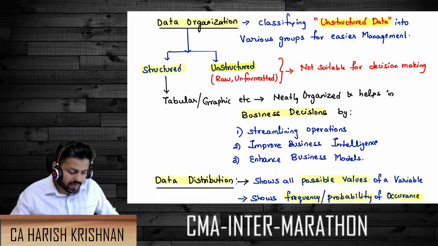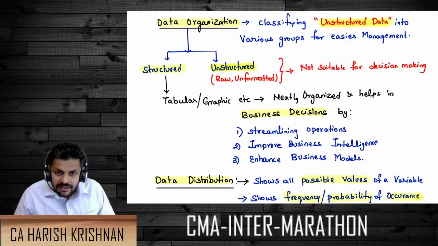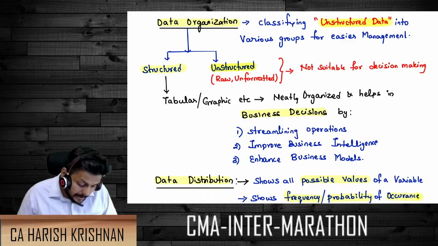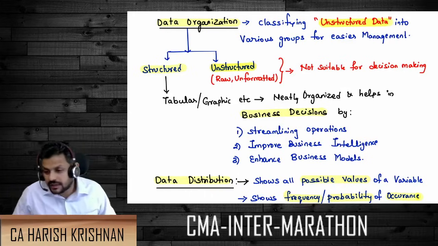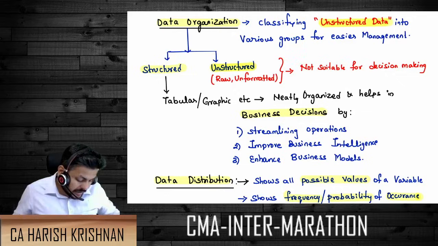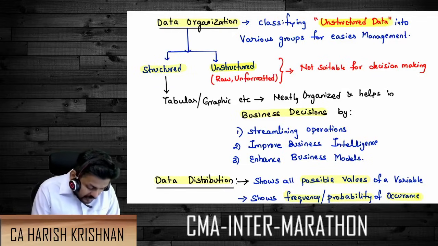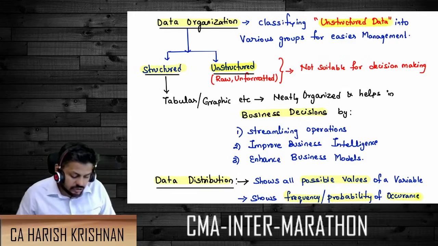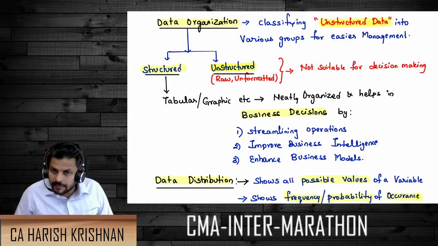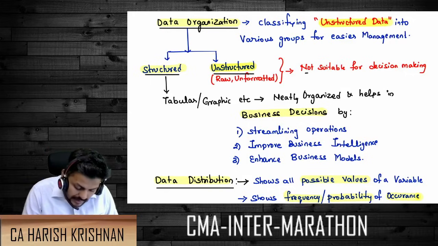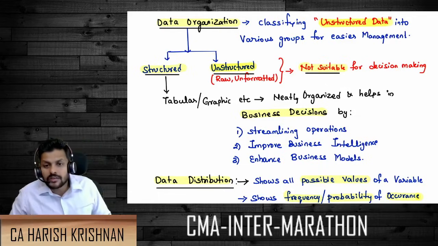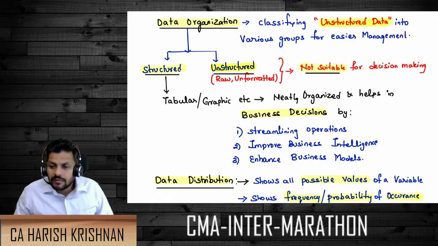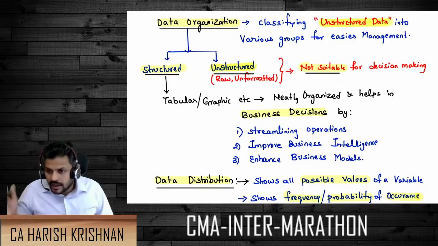In that context, data organization is about classifying unstructured data into various groups for easier management. We already know from the previous discussion that data is of two types: structured and unstructured. Unstructured data is raw, unformatted, and obviously not directly suitable for any type of decision making. When such data is not suitable for decision making, what is the next thing you will do? You want to organize it in the first place.